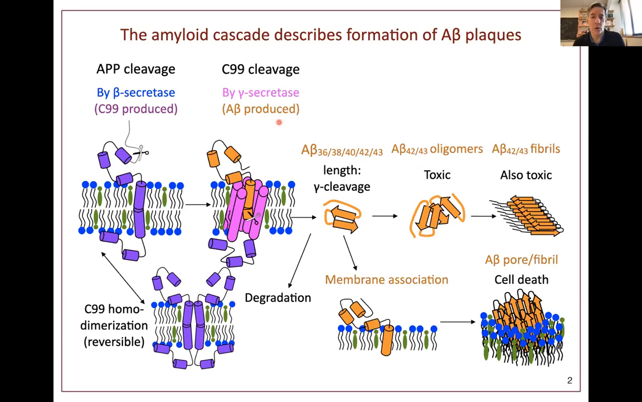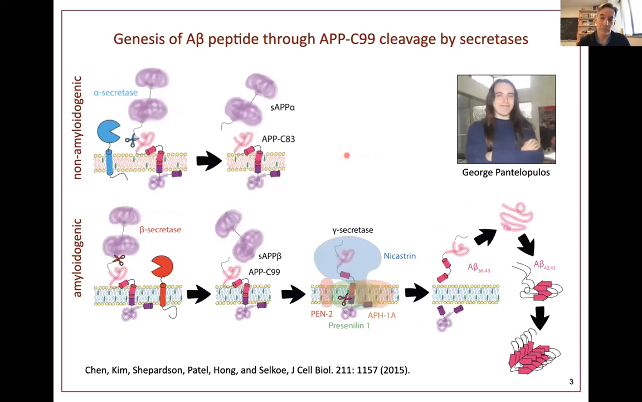And so it has been a goal for the field to understand the details of this process of APP cleavage by secretases in a way that we might be able to intervene and perhaps either control the overall formation of A-beta, or in particular, tip the isoform distribution towards the less amyloidogenic species.